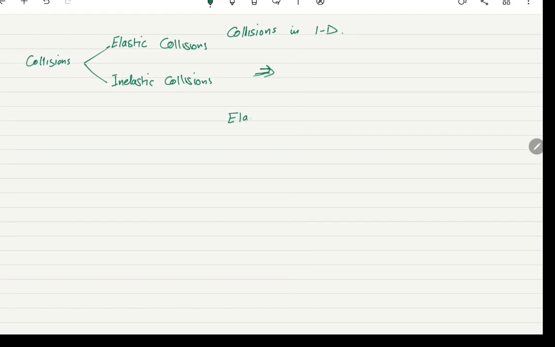Elastic collisions: kinetic energy is conserved. K final equals K initial. So in elastic collisions, the kinetic energy is conserved before and after the collisions, and momentum is conserved. P final equals P initial.